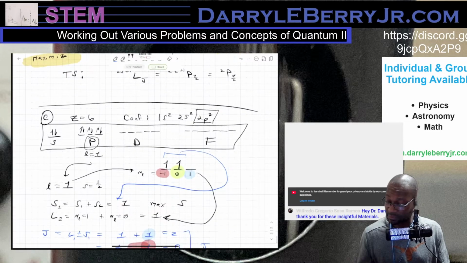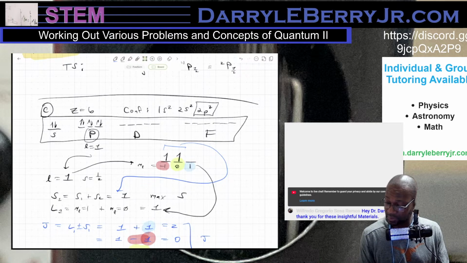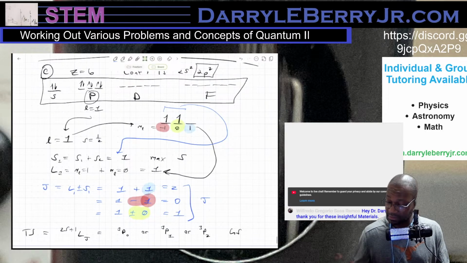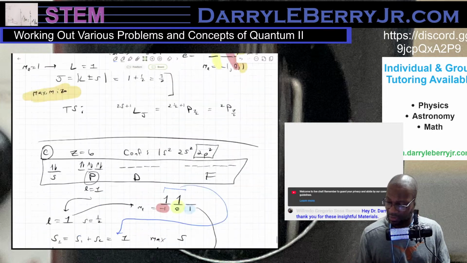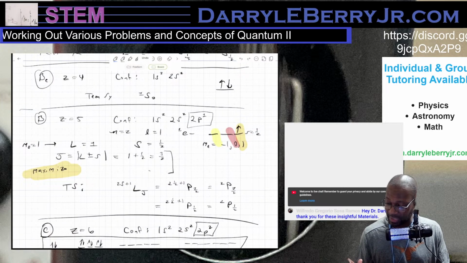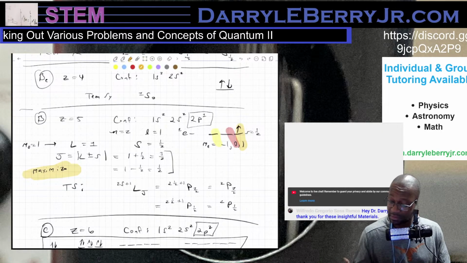Here we have 2 in the outer shell, 2 electrons. So we still want to maximize. But I suppose what I did here works if you want to count every single possibility. But maximizing it is going to be this one.